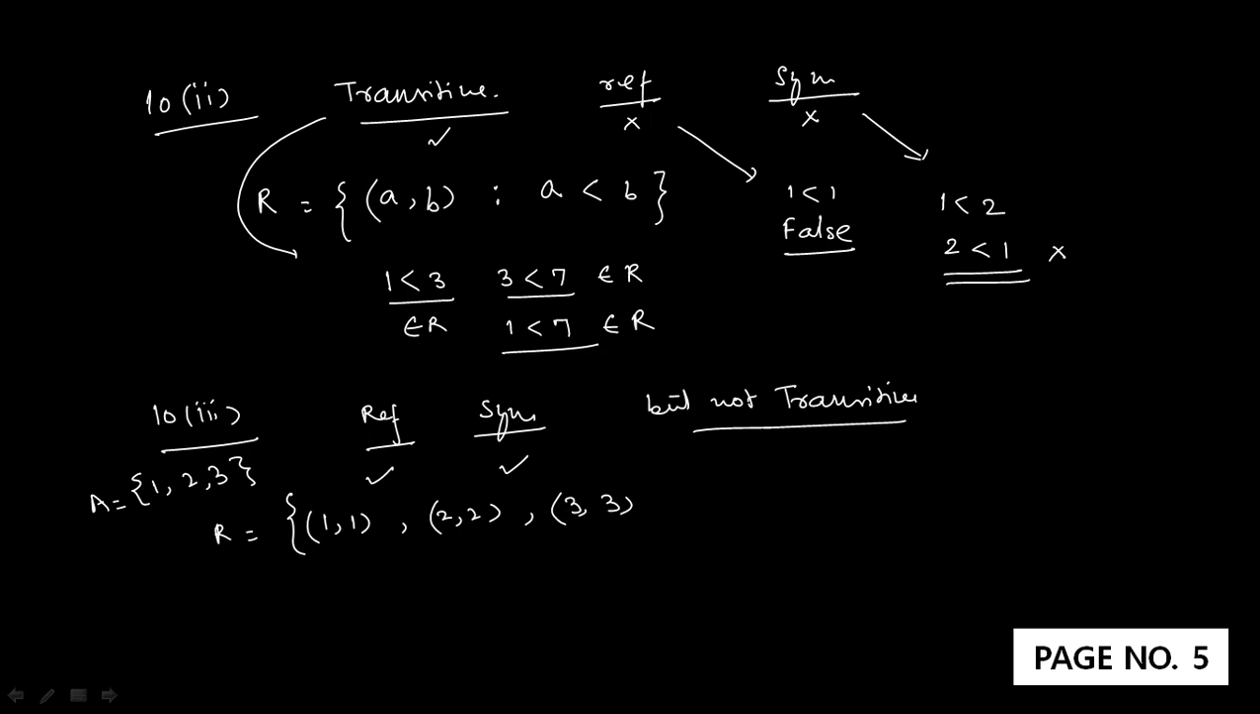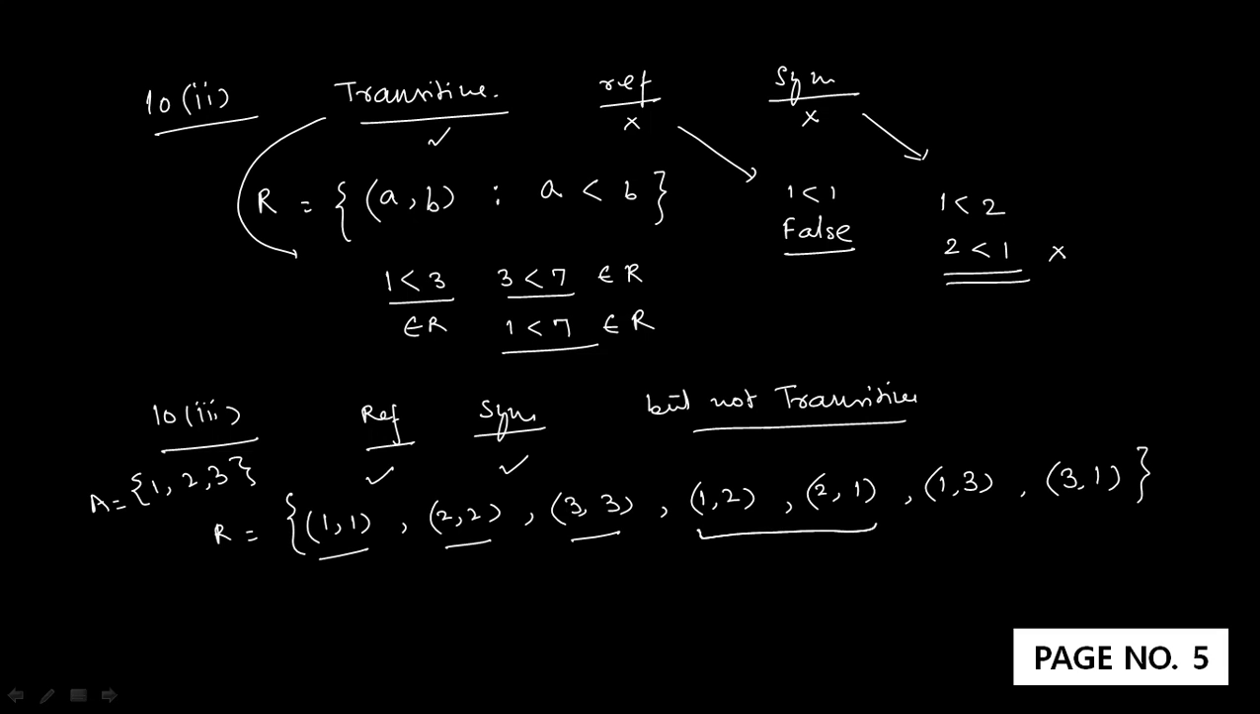After that, suppose I am writing (1,2), then (2,1), then (1,3) and (3,1). These elements are there. Okay. Suppose I am talking about reflexive nature, (1,1), (2,2) and (3,3). This one is there. Now, what about the symmetric relation?